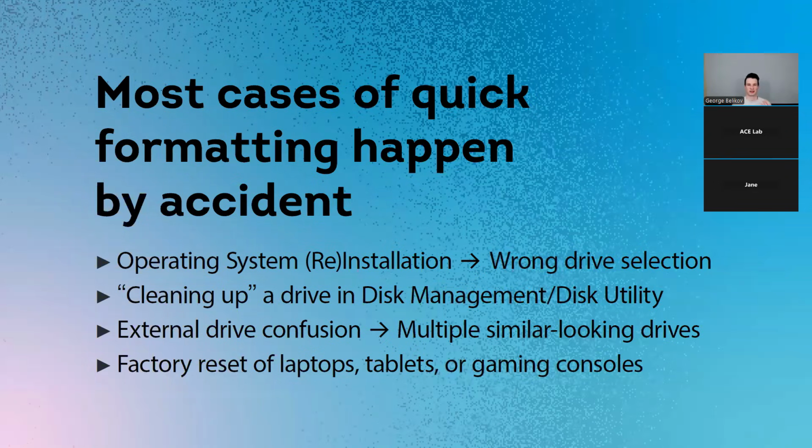So you can see the cases that are quickly formatted. One of the most popular issues is when you are trying to reinstall the operating system, but you choose not your drive C, you choose your second drive, for example your second SSD, which has all of your data and all of your important information. Or, for example, you have a couple of drives connected to your laptop or desktop machine, and you were trying to clean up some space, and again you mistakenly choose the wrong disk in disk management or disk utility, and of course the Windows machine will start executing a quick format.